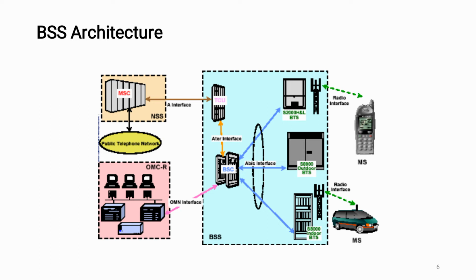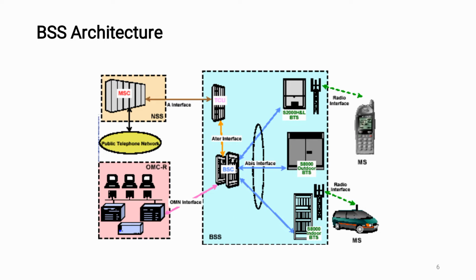This is the BSS architecture. In the previous part I said that the BSS is one module, so here we can get a clear idea of what operation it does in the BSS architecture. In this BSS architecture, we have the Abis interface and the BTS, outdoor and indoor. By using the radio interface, we use the mobile station, so that will communicate with the MSC by using the A interface. This A interface connects to the NSS, the network switching subsystem.